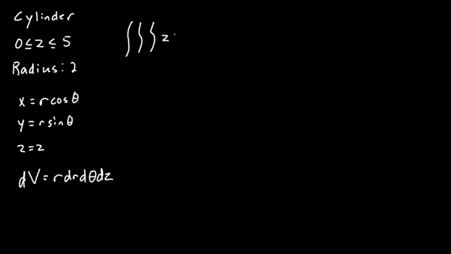If I set up this triple integral, we have z times r times r. Let's integrate with respect to z first, then r, and then theta. What are the bounds for the z value? The bounds for z are 0 and 5. The bounds for the r value are 0 and 2 because the radius is 2. And since it's a full cylinder, the bounds for your theta value are 0 to 2 pi.